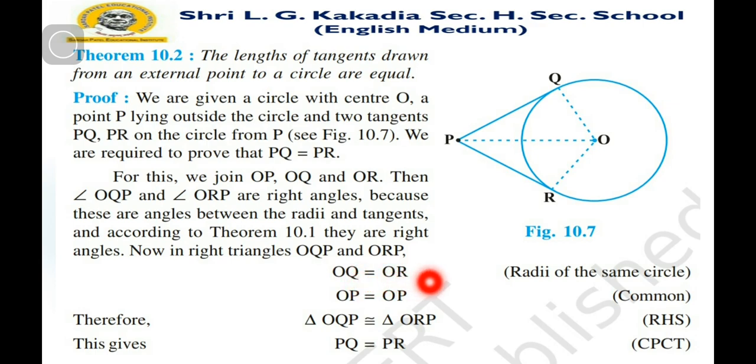Hence, by that way, by reciprocity rule, we can say that PQ is equal to PR. So, by this way, we can prove theorem number 10.2. Just find both the triangles are congruent, then we can easily say that all the parts corresponding to each other are equal.